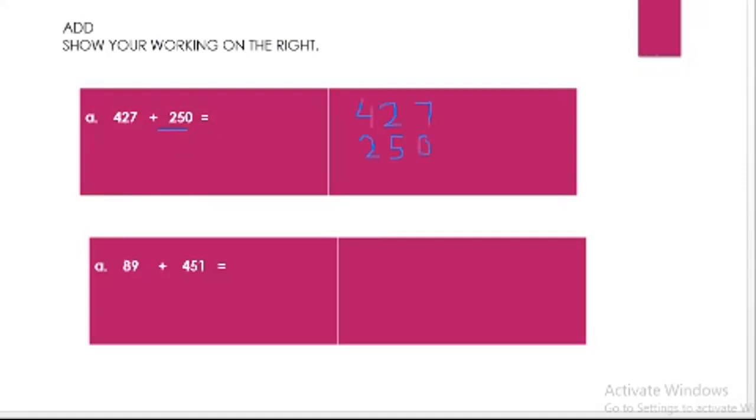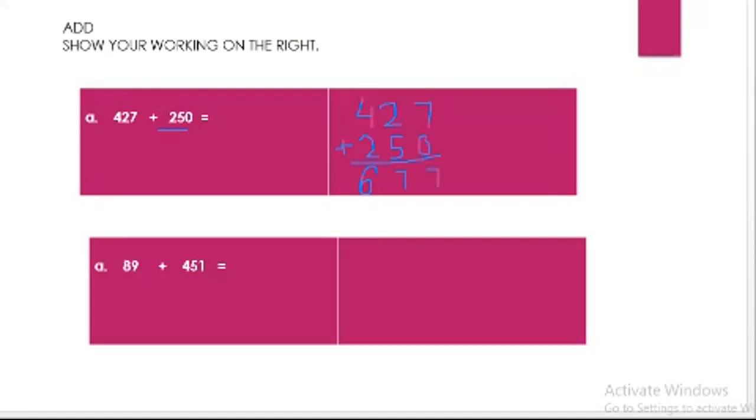Then you're going to draw the line. You're going to put the plus sign, because you're going to add. And now you can simply add. 7 and 0 makes 7. 5 and 2 makes 7 again. And 4 and 2 makes 6. So our answer is 677, which is easy.